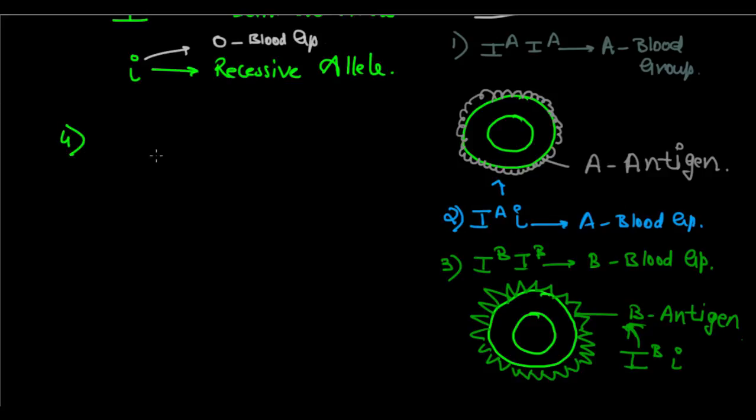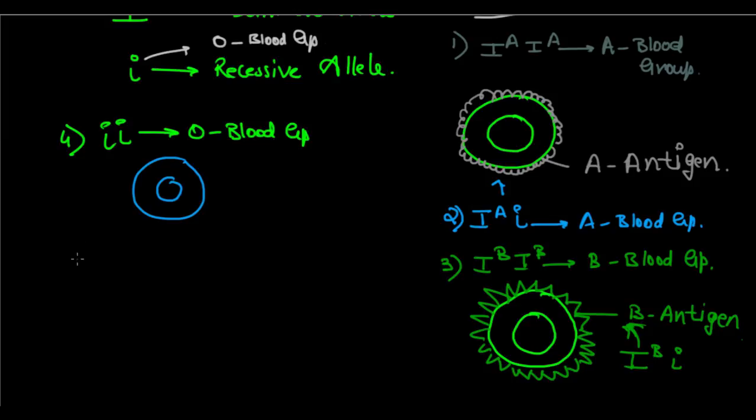Fourth case, number 4. If you have small i and small i, you may have well guessed this as well, you will get O blood group. So in this O blood group case, if you take the red blood cell, there will be no antigen attached. No protein attached. It is plain and independent. So that's it. And there is one more case here.